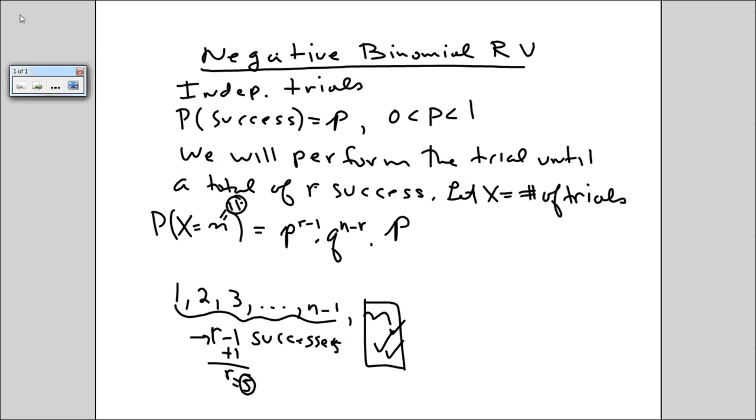Now, when you multiply these three factors, two of them can be simplified. P to the r minus 1 times P to the 1. The bases are the same. You keep it, you add the powers. R minus 1, put back the 1, that is add 1, you get r. Then P to the r times Q to the n minus r. I need to leave some space here.